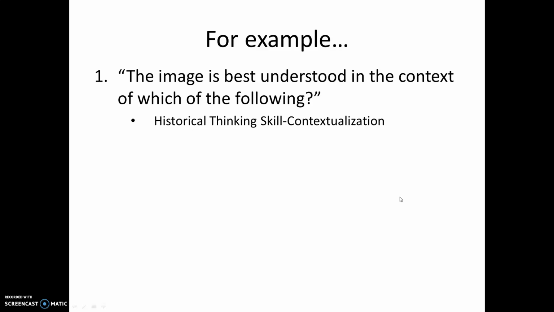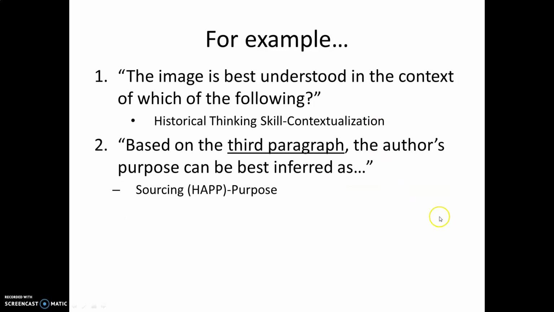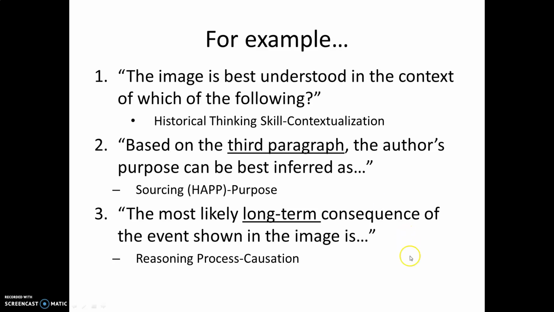Now we have 3 examples of what these questions may look like. A contextualization question using that skill may look like this: The image is best understood in the context of which of the following? Or you might have a HAP style question: Based on the 3rd paragraph, the author's purpose can be best inferred as. So you focus on that 3rd paragraph to figure out the purpose portion of HAP. Or maybe it's a reasoning process. Long-term consequence. That would be causation.